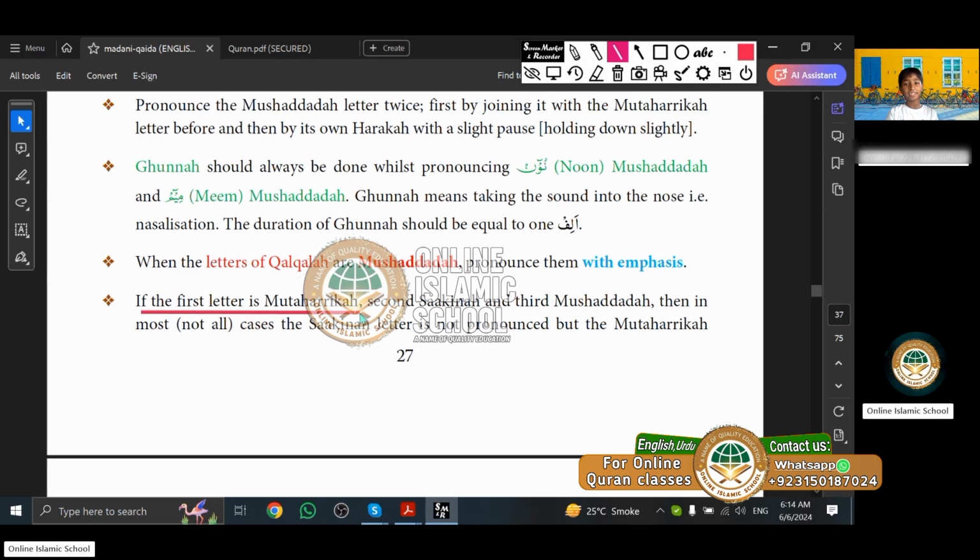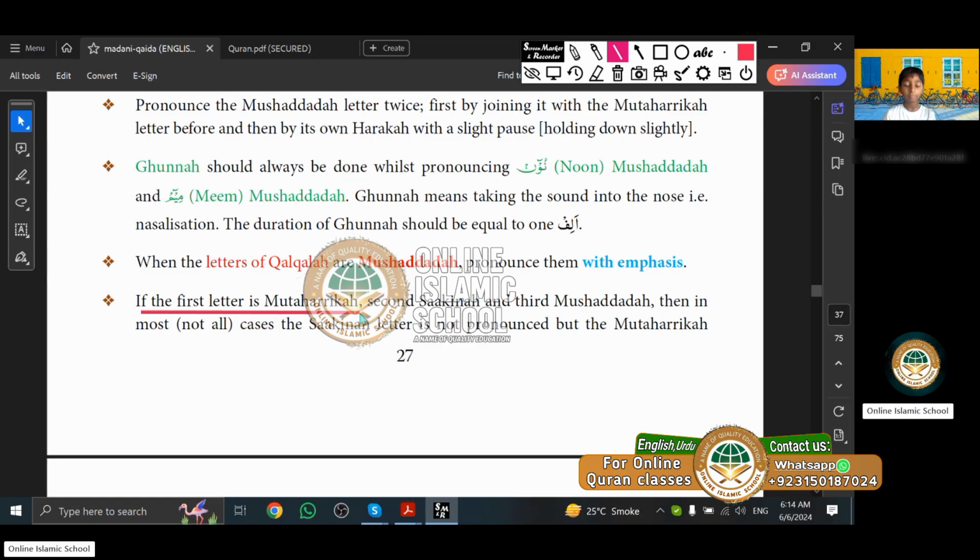A letter which has a harka sign on it is called a mutaharrik letter. Mutaharrik is another way of saying harkat. No, the harkat are the name for the signs. The mutaharrik is that letter which has those signs.